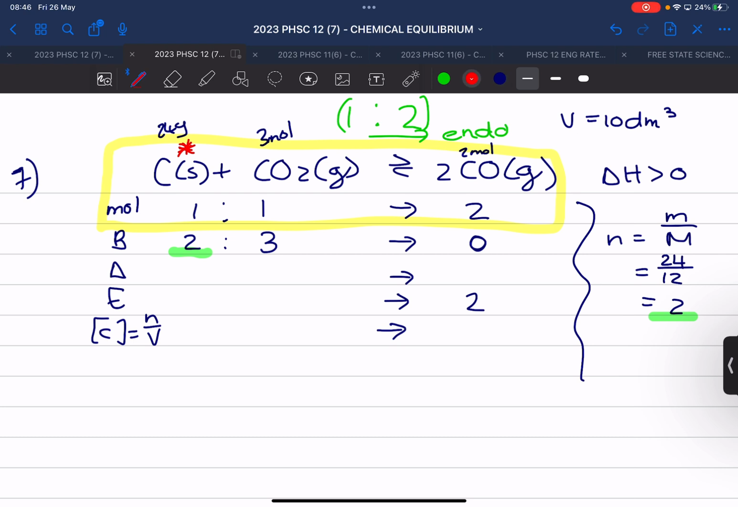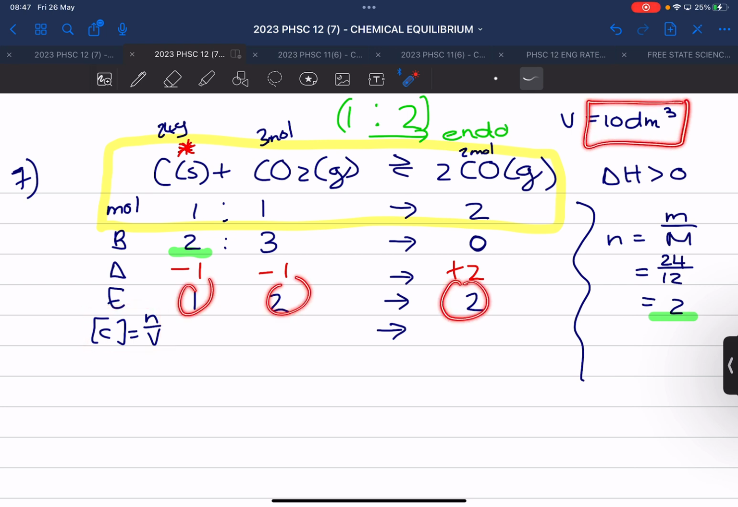Okay, so if I check, I see I had 0 to start with here, and I had 2 at the end, so that means I had to add 2. The mole ratio is 2 to 1. So if I added 2 there, I must subtract 1 here and subtract 1 there. Okay, so here I have left over 1, 2, and there's a 2. Then I must go calculate the concentration. That is the mole divided by the volume.